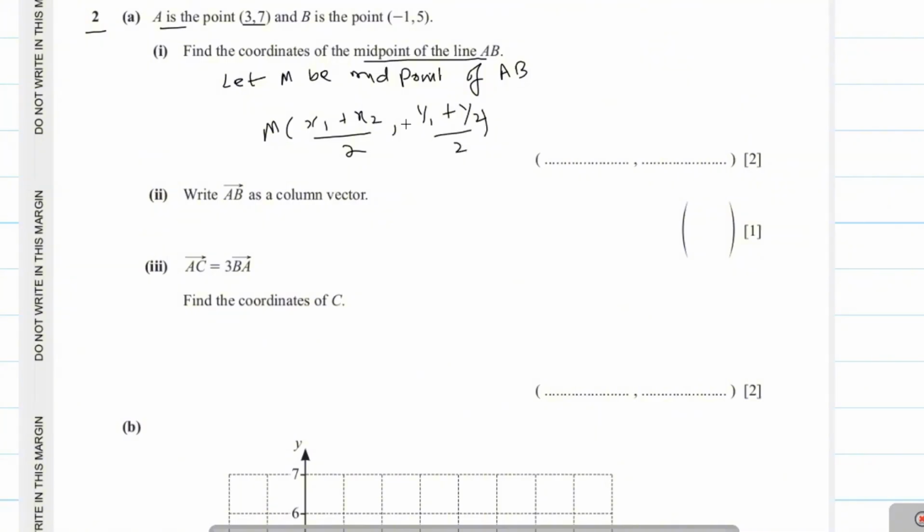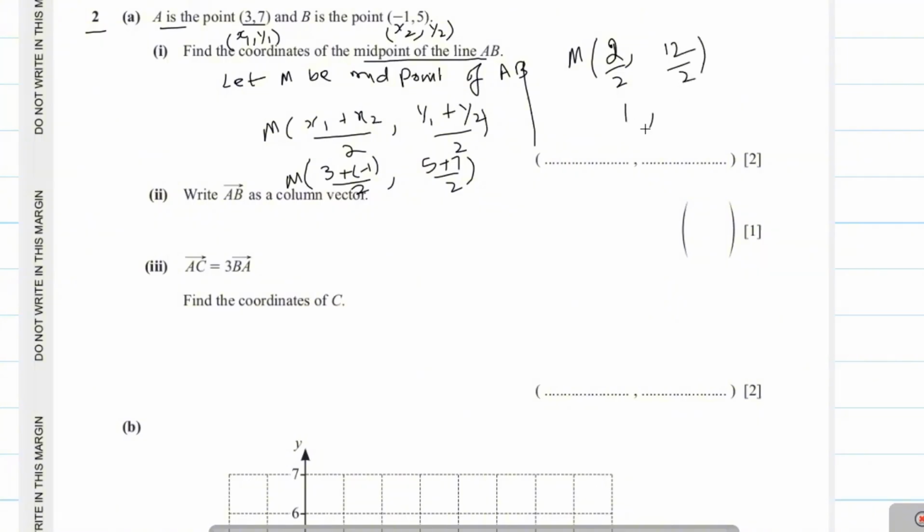And here x1, y1 are the coordinates of the first endpoint, and x2, y2 are the coordinates of the second endpoint. And we can write 3 plus minus 1 over 2 and 5 plus 7 over 2, and this will be equal to 3 minus 1 is 2 over 2, this is 1, and this is 12 over 2, and this is 6, so (1, 6) are the coordinates of the midpoint.